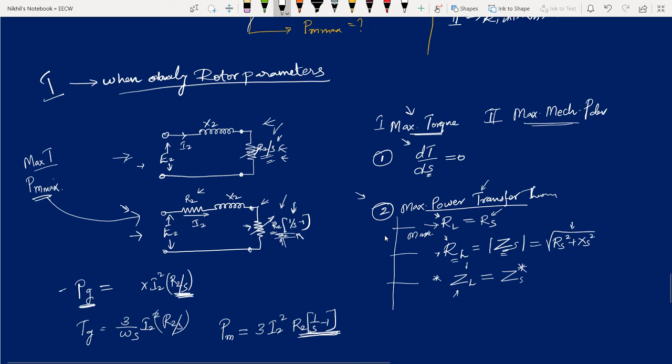What is the total power given to the rotor? It is equal to the air gap power, isn't it? Total power in the rotor is nothing but the air gap power. The total air gap power is transferred to the rotor. So air gap power is equal to 3 times I square into R2 by S, where R2 by S is the total resistance or total load in the rotor. It includes the rotor's copper loss component as well as the mechanical component applied on the rotor.